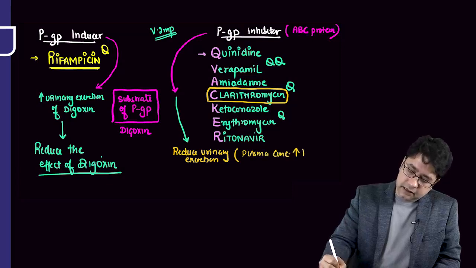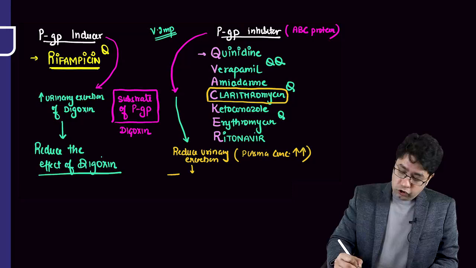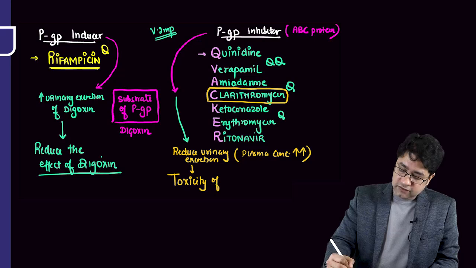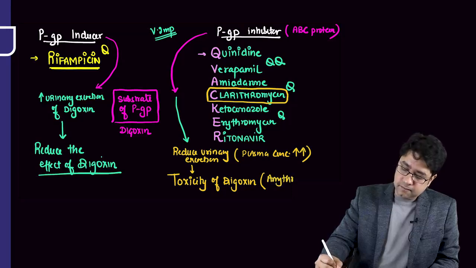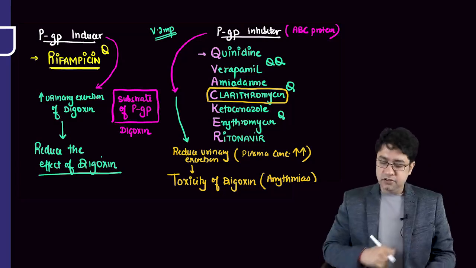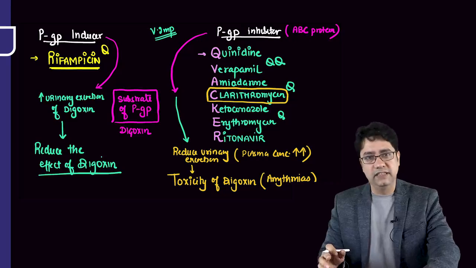The drug will remain in the blood for a longer duration of time and it will lead to toxicity of digoxin. A high dose of digoxin can be very dangerous. It can lead to arrhythmias of the heart. So this is an interaction which you must always remember.